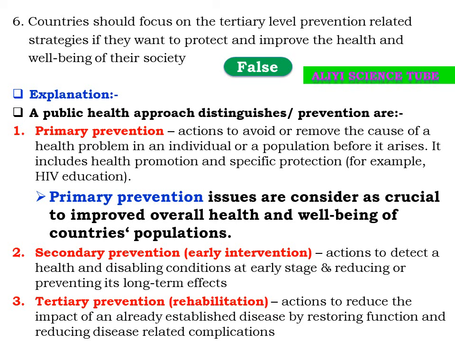So the country should focus on the primary level of prevention strategy if they want to protect and improve the healthy well-being of the society. So a country should consider and focus on primary prevention. So the answer is false. It is not the tertiary level of prevention that the country should focus on. It is primary.